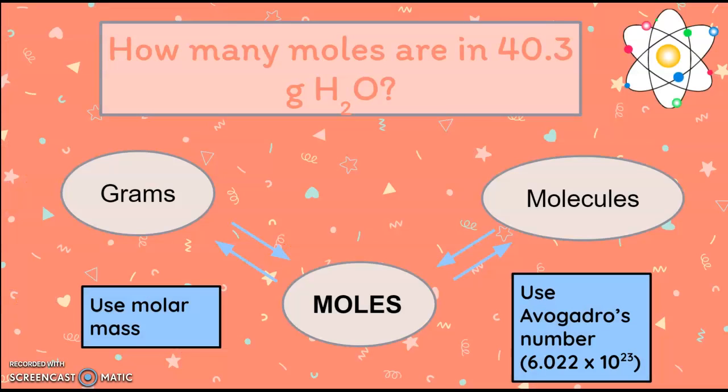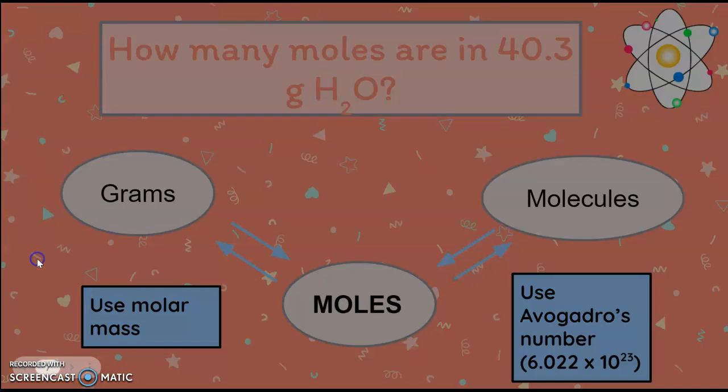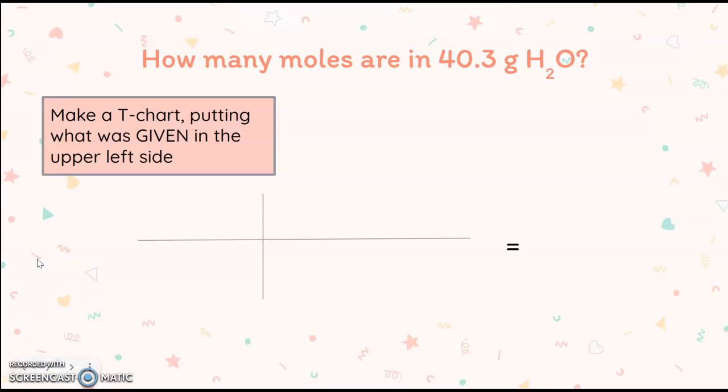So in order to solve this problem, how many moles are in 40.3 grams of water, we're going to be going between grams and moles. If you look at this chart right here, grams to moles, that's just a one step problem. So when we set it up, we're going to make our T-chart, and it's only got one line here in the middle because we're going to be doing one jump.